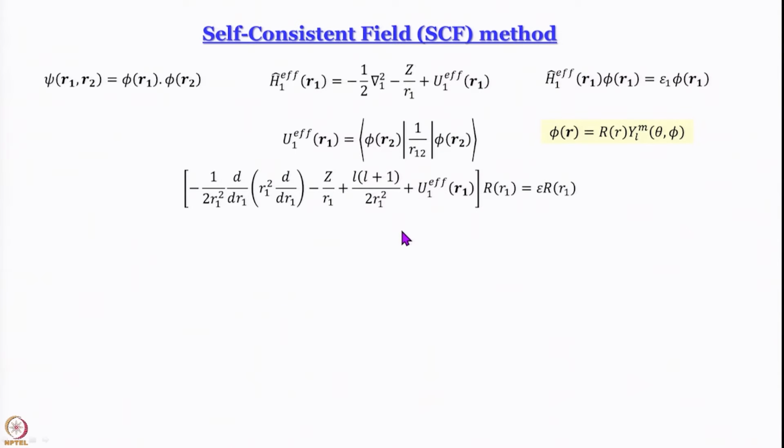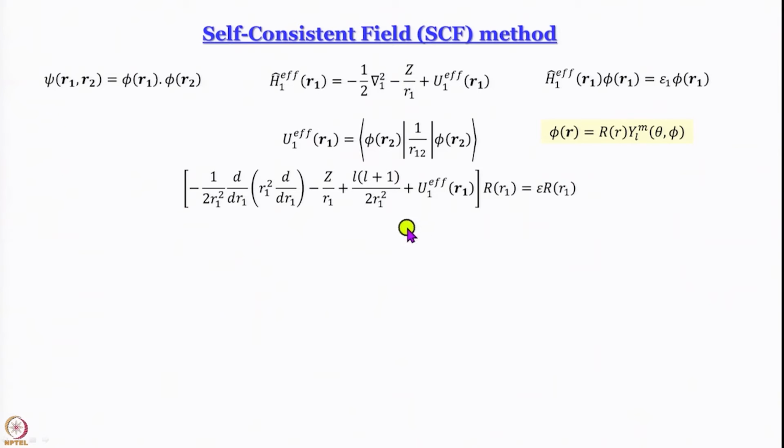If you remember the separation of variables in case of hydrogen atom that we had performed, this beta turned out to be that L into L plus 1. Okay. So exactly similar treatment, but for helium, not for hydrogen. Okay. This is what we have got.